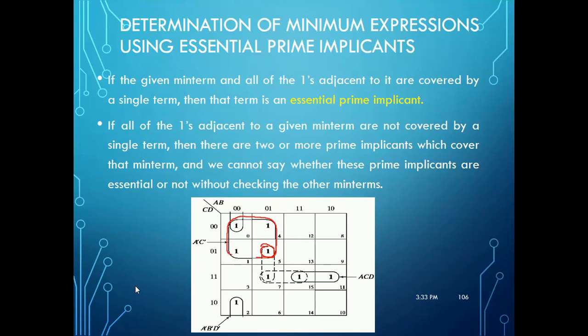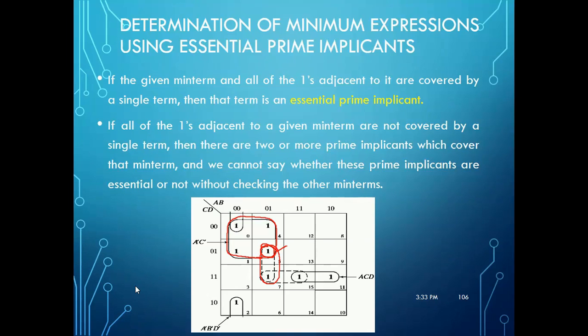This min term is covered by a prime implicant, that is A bar C bar, and also it is covered by one more term. So you have to check whether this prime implicant is essential or not. Essential means it has to be covered by a single term, but here this M5 is covered by two terms, so you conclude that it is not an essential prime implicant.